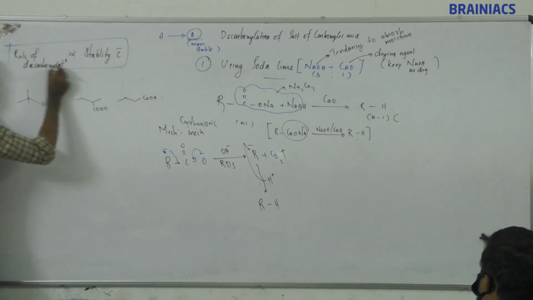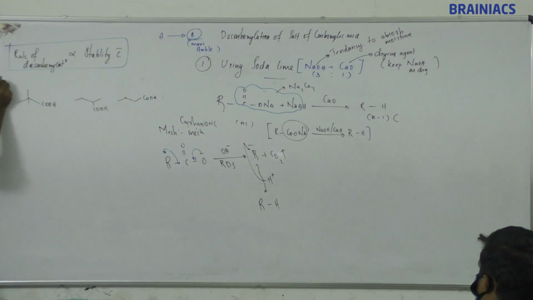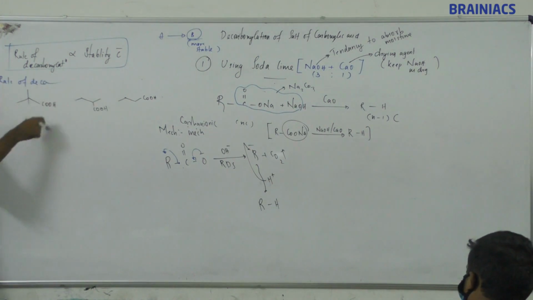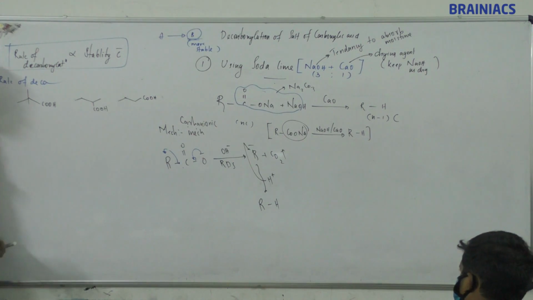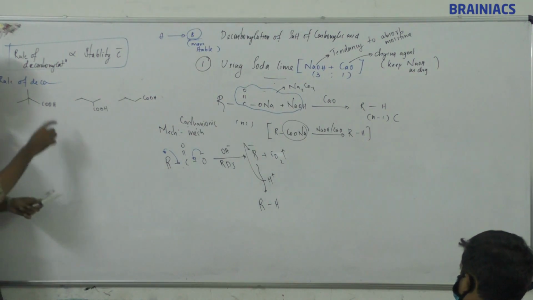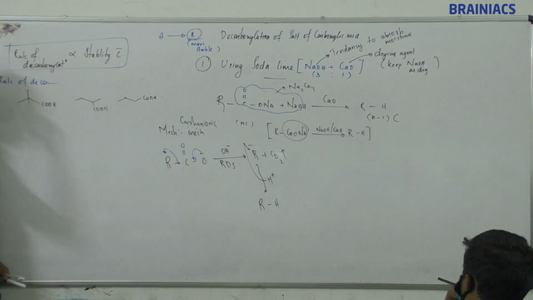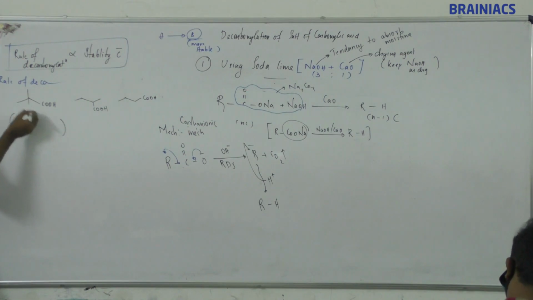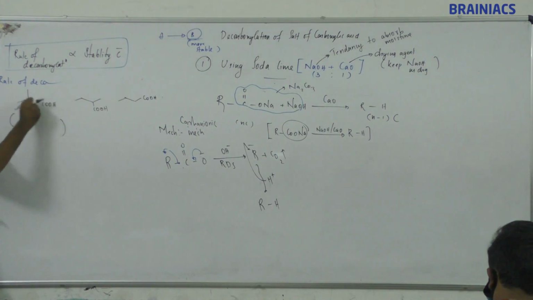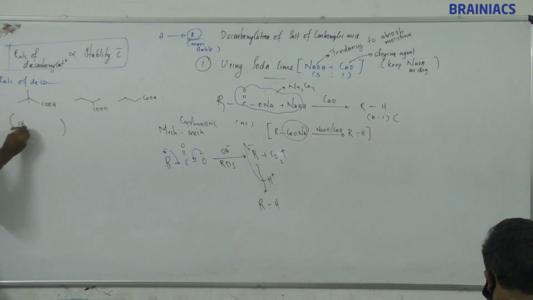Arrange the following acids in the order of rate of decarboxylation with soda lime. Arrange these on the basis of rate of decarboxylation towards soda lime. So can you answer that? You simply make the carbanion. You simply remove the COOH and form the carbanion.